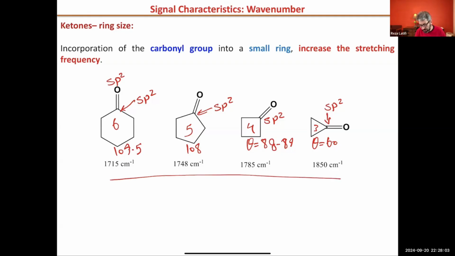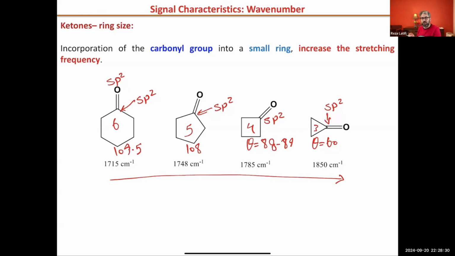frequency goes up. Why? Because you need to have more s character to make a bond with other atoms. Why? Because of the strain, like the angle strain. As the ring gets smaller, you will be using more from p orbitals, and you're not going to touch the s orbital. What do you do with the s orbital?